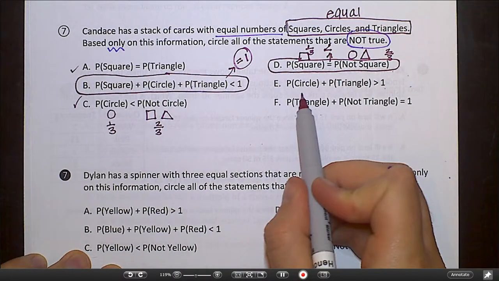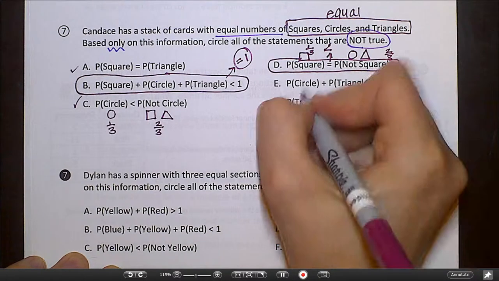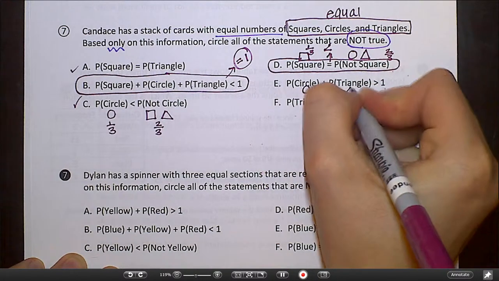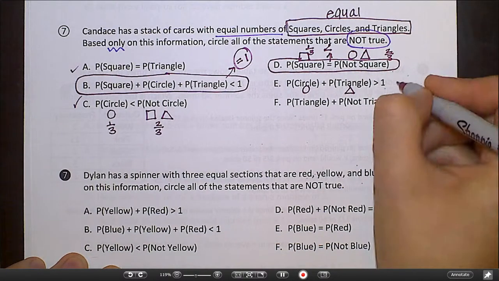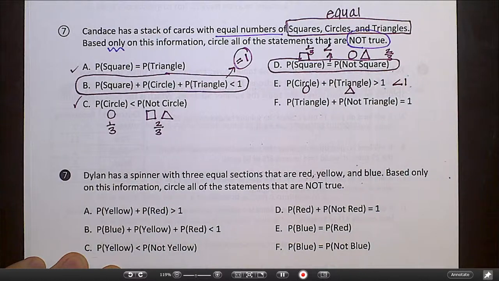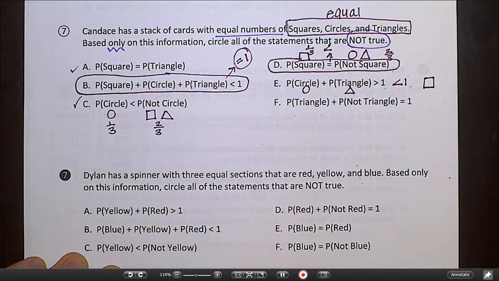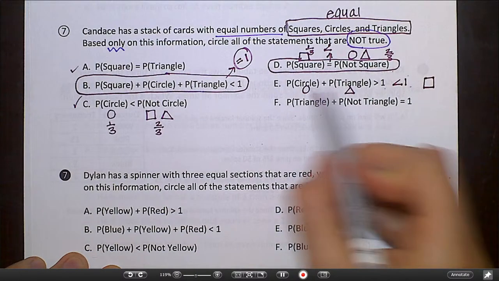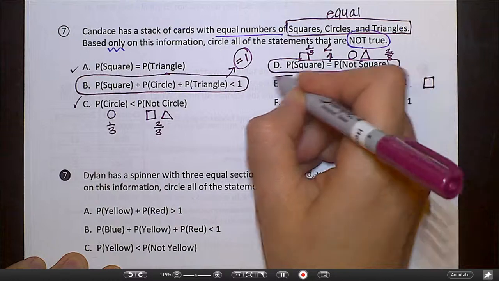The probability of a circle plus the probability of a triangle is greater than 1. So a circle and a triangle, it can't be greater than 1. This would actually have to be less than 1 because we have to leave room for what? That other shape, those squares in there. So the probability of these two put together should actually be 2/3, which is not greater than 1. Let's get rid of this one.